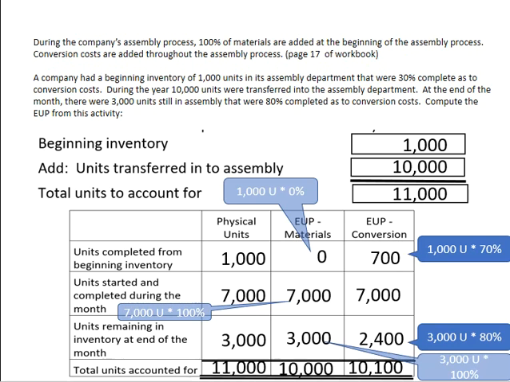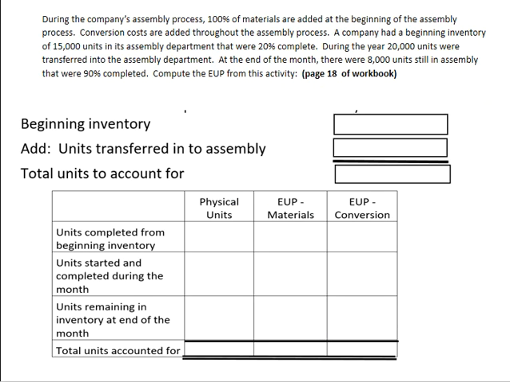Okay, let's go on and do one more problem regarding computing EUP separately for materials and conversion. During the company's assembly process, 100% of materials are added at the beginning of the assembly process. So as soon as we begin an item, it gets 100% of the materials, and then there's no materials required after that. Conversion costs are added throughout the assembly process.